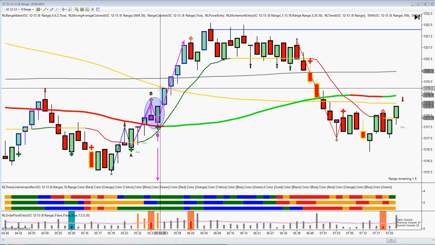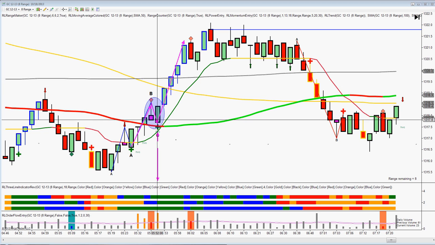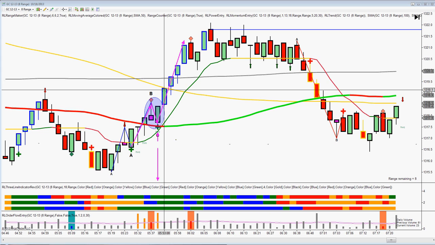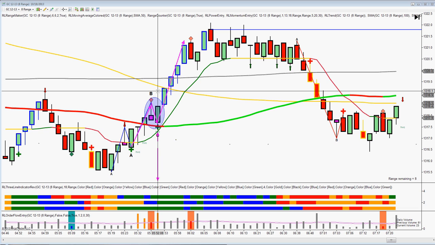Now we have no overhead resistance to the first target, and this is just a tremendous trade. We don't see many of these in the course of the day, maybe 2. But these are the bread and butter trades, and when you see these are the ones you definitely want to jump on and you definitely want to take.